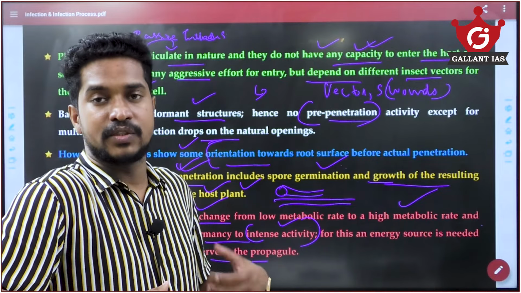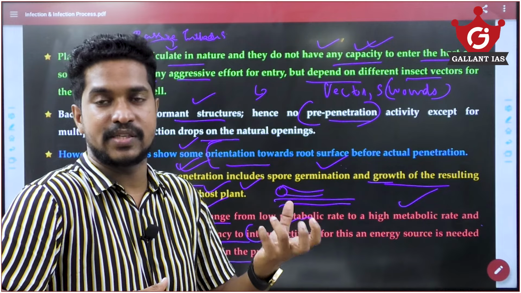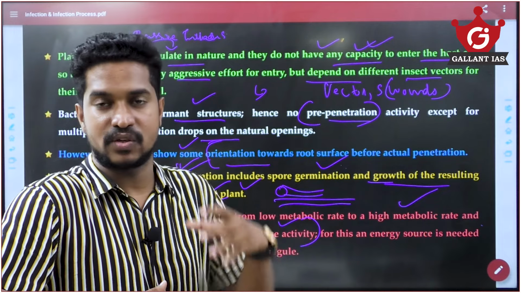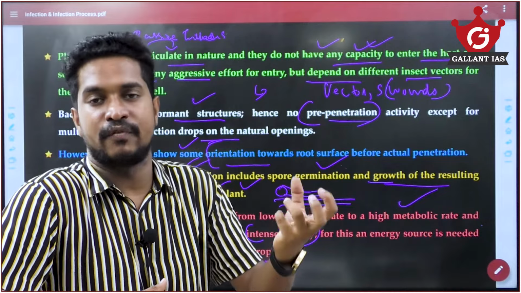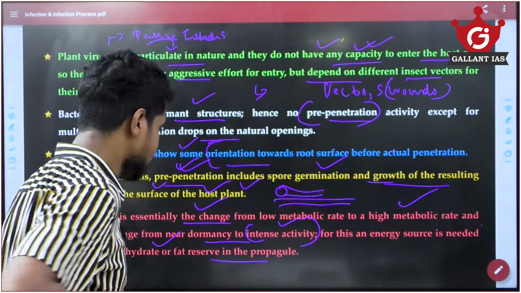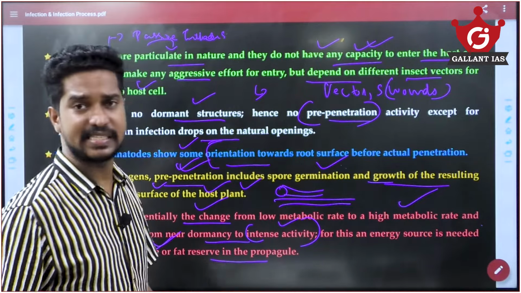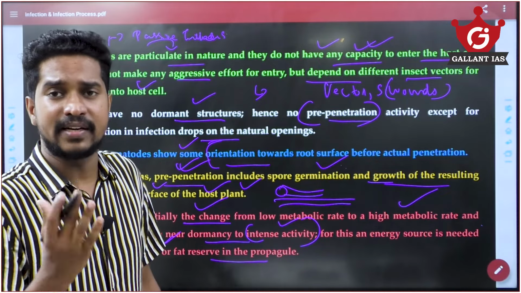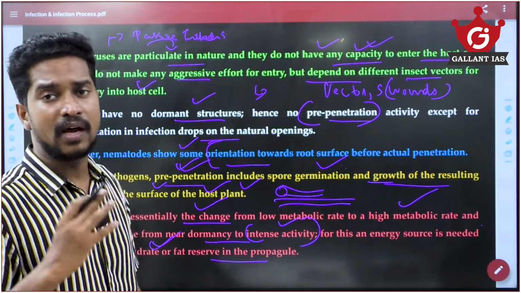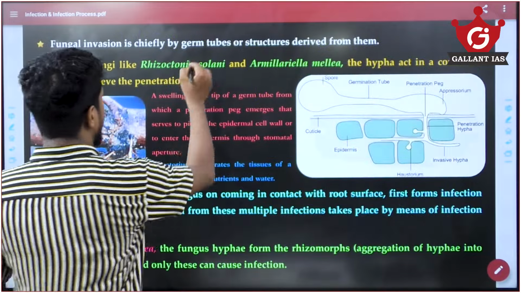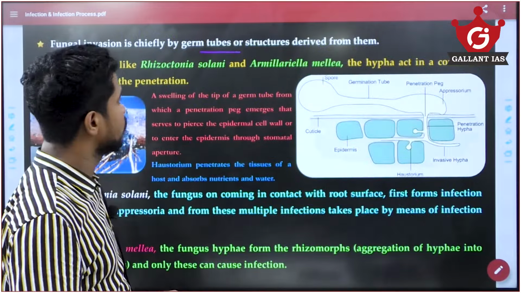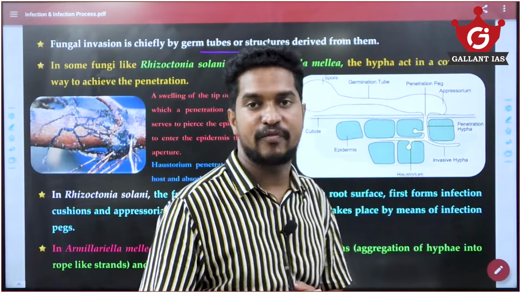To gain the energy for germination, it requires energy. So a high metabolic rate is there, and it requires energy. For the energy it uses energy sources such as carbohydrates or fat reserves which are present on the propagules.